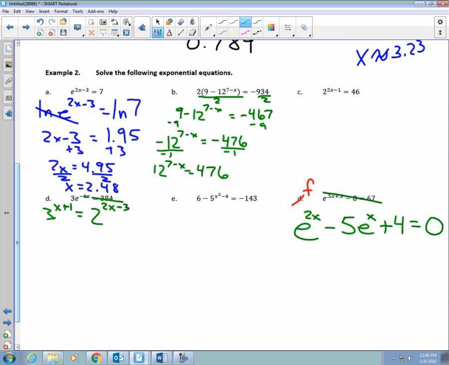Now what? Take the log base 12 of both sides. You get 7 minus x is equal to, on your calculator, compute the log base 12 of 476. Again, we do that using a change of base formula, which we learned yesterday. 2.48.